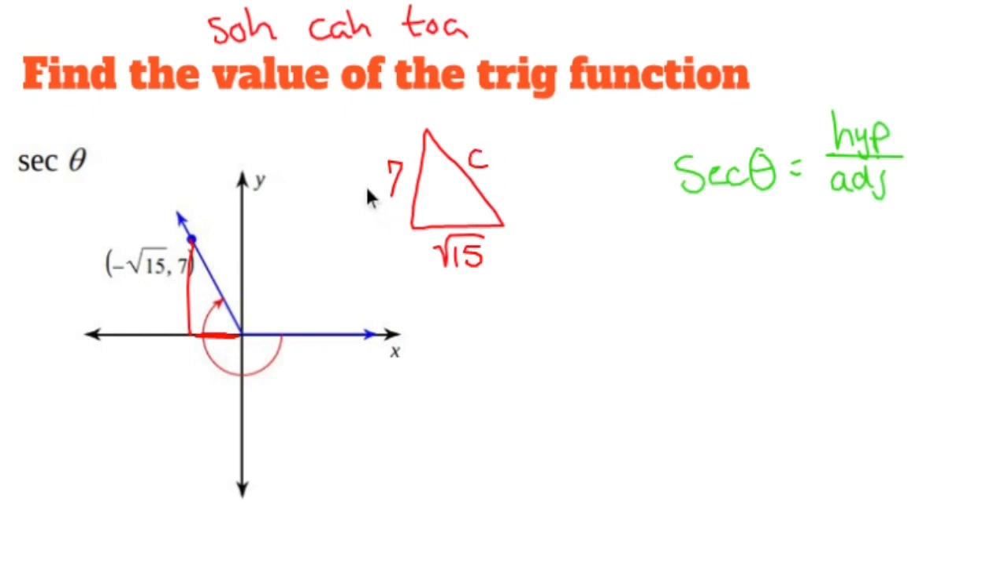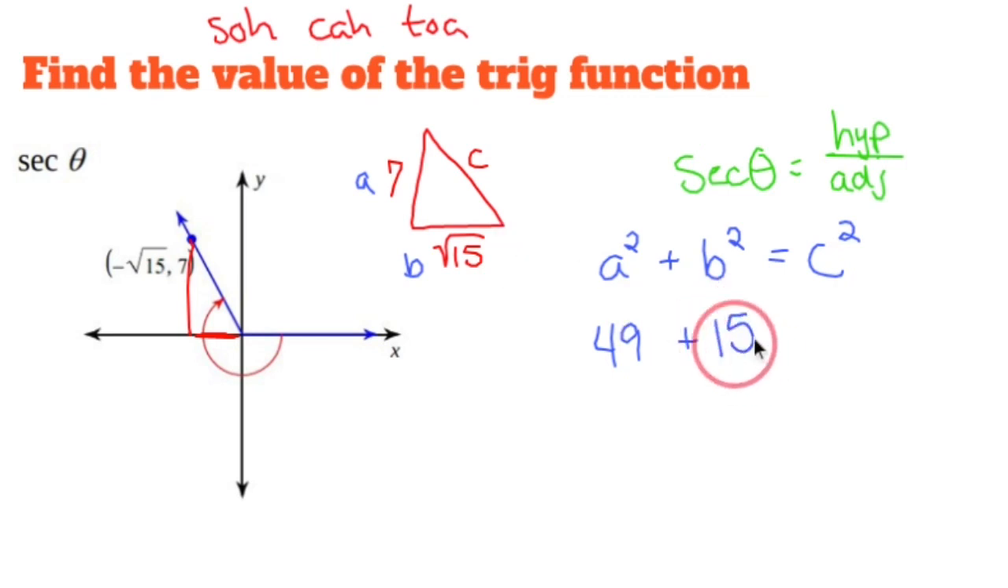C is already called C. I called it C for a reason. We'll call you A. We'll call you B. And I have A squared plus B squared equals C squared. So I called A 7, so 7 squared is 49. I called B the square root of 15, so the square root of 15 squared is 15. And C squared is, I don't know yet.